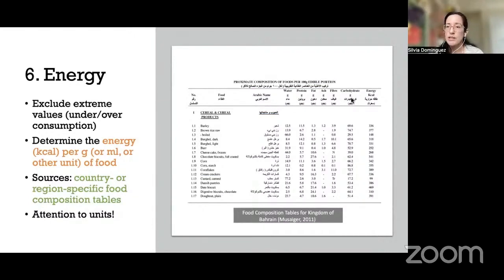Since the food included in the household budget survey is most likely specific to the country or region, it would be ideal to use a food composition table including this type of food, so a regional or a national food composition table. In this example, I'm presenting Bahrain's food composition table, which expresses energy in kilocalories per 100 grams of the edible part of the food, okay? So again, this is another step where we have to be very careful with the units.